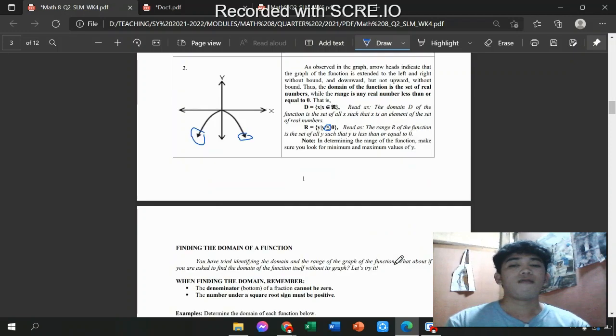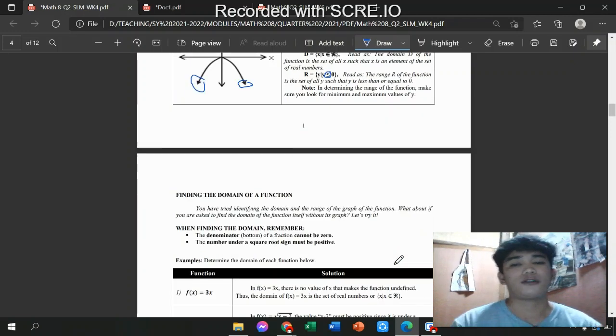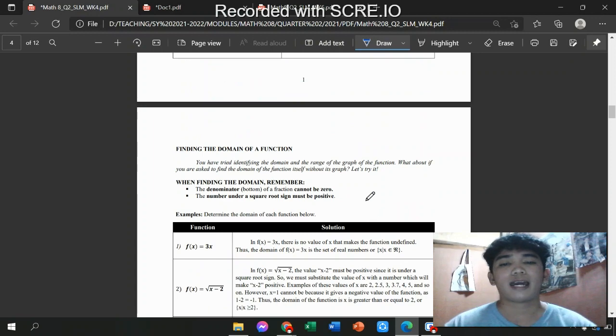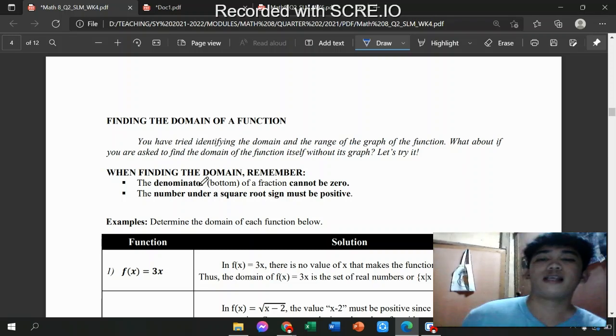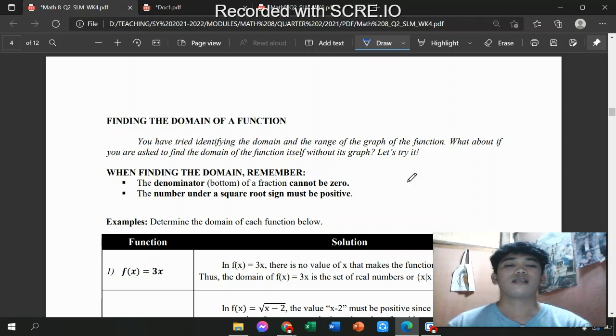Now let's go to finding the domain of a function. You have tried identifying the domain and range of the graph of the function. What if you are asked to find the domain of the function itself without its graph? So dili na tataga graph kung saan man nato pagpangita ang domain. When finding the domain, mora ni ang atong i-remember the denominator. Saan ang denominator? Kanang nasa ubos sa isa ka fraction.